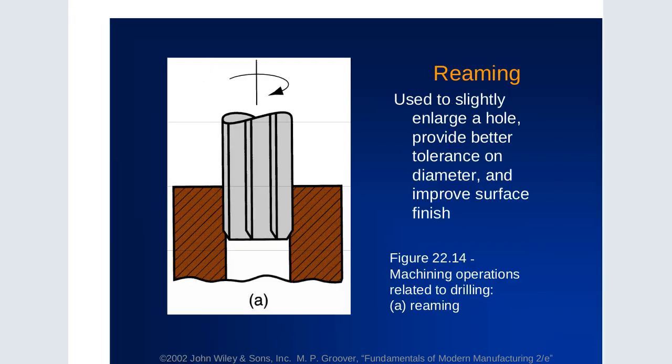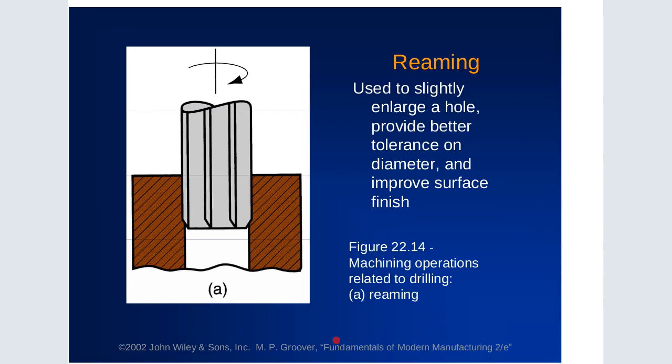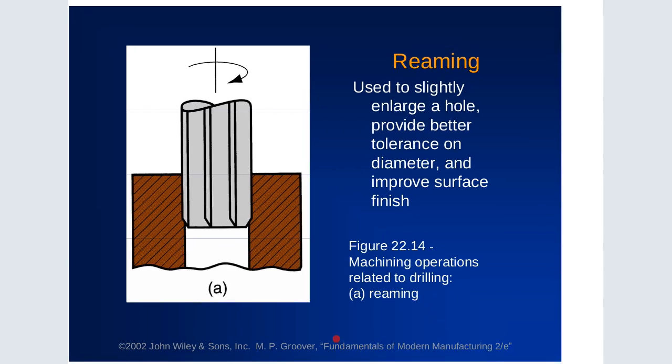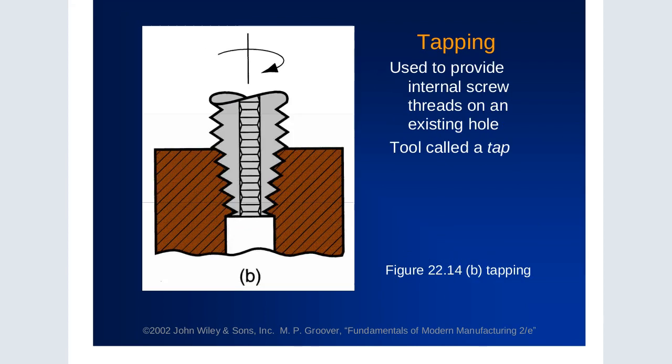And then we have the reaming. Now, what is reaming? It is used to slightly enlarge a hole, provide a better tolerance on the diameter, and improve the surface finish. So that is the reaming.